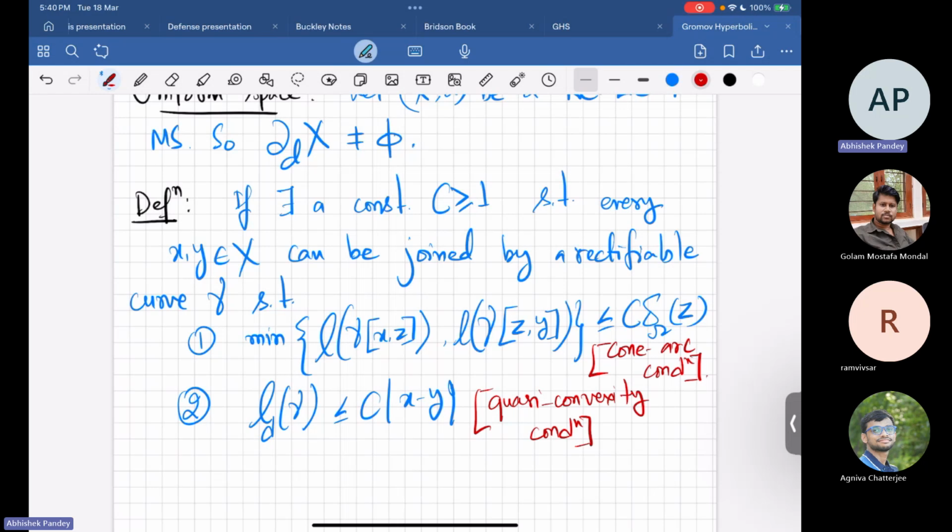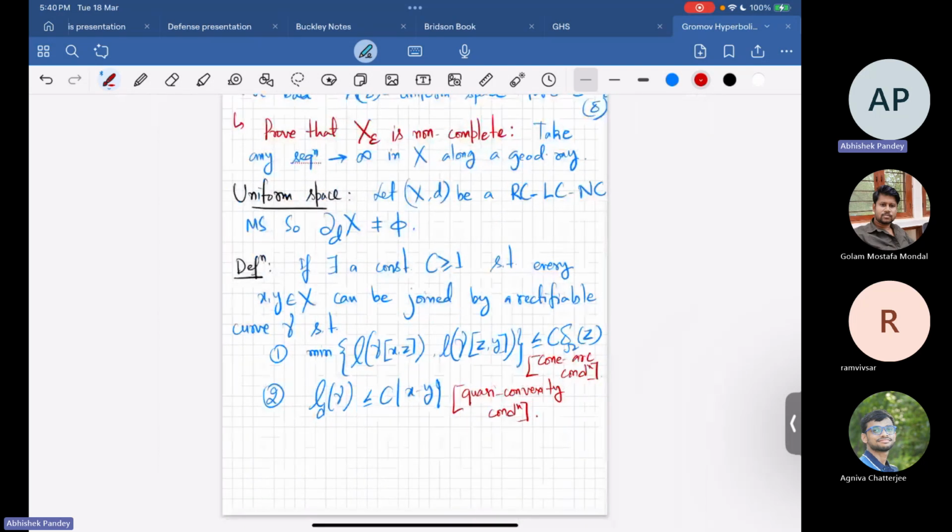Anyway, I wanted to explain more on this one, but we don't have enough time. I will mention all these things in the last lecture, which will be an extra session. So this is what we mean by uniform space. Okay, so I'll stop here. Any questions?